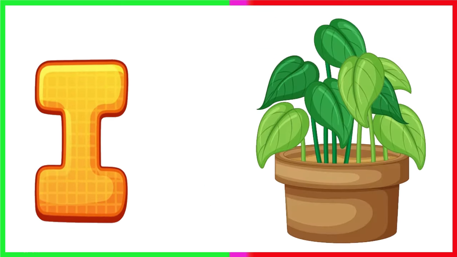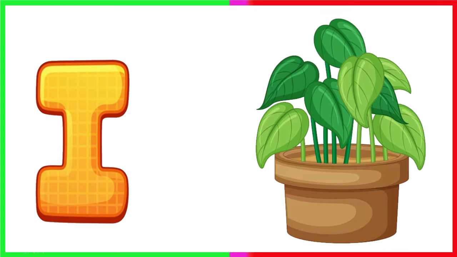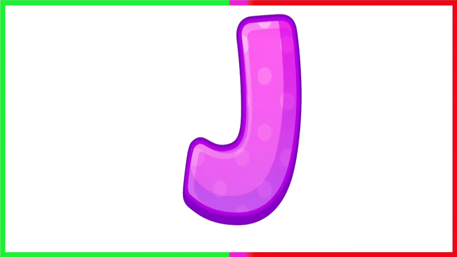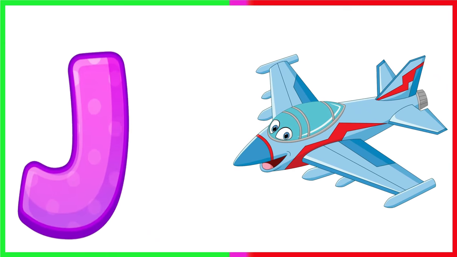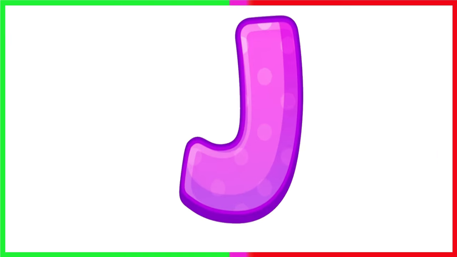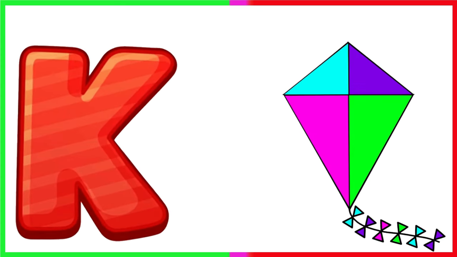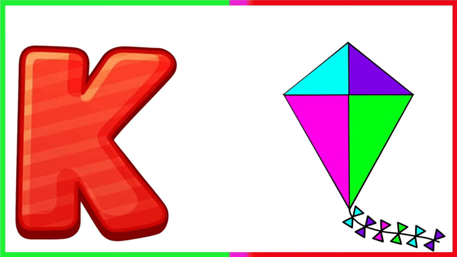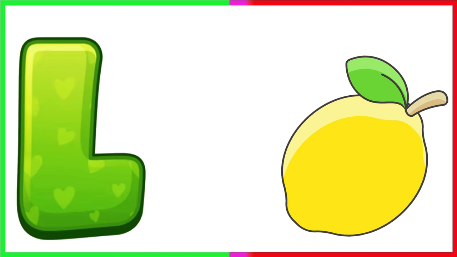I is for ivy. J is for jet. J for jet. K is for kite. K for kite. L is for lemon.